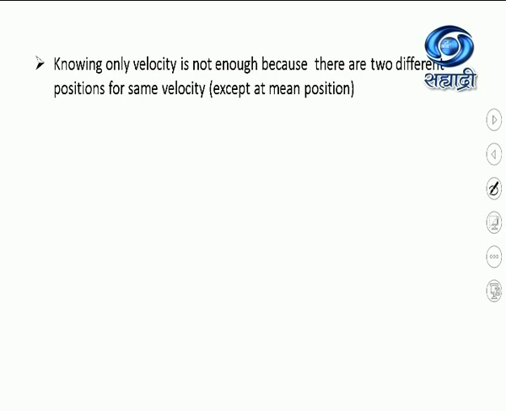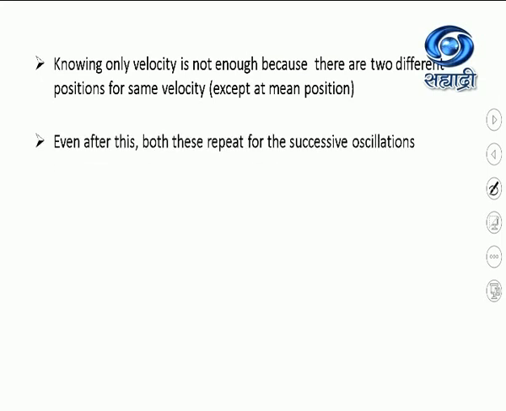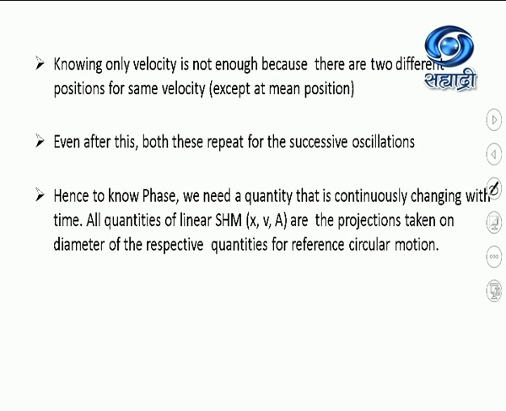If we focus on the velocity, then knowing velocity is also not enough, because there are two different positions for the same velocity except at the mean position. Even displacement and velocity together are not enough, because the repetition of oscillations goes on after a particular interval of time. That's why we need a particular quantity which is continuously varying with time.